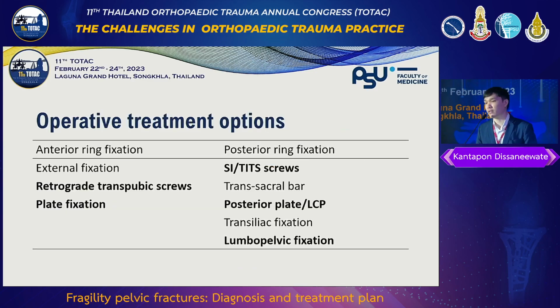So one is the option of operative treatment. For anterior ring fixation, you can do either external fixation or, in some patients, the internal infix. But what I prefer is the retrograde transpubic screw and also plate fixation. For posterior ring fixation, usually we can do the minimally invasive SI screw or the TITS screw, the transsacral bar, but we do not have it in Thailand, and the posterior plate or LCP, or maybe lumbopelvic fixation for highly unstable fracture types such as the type 4 H-type sacral fracture.